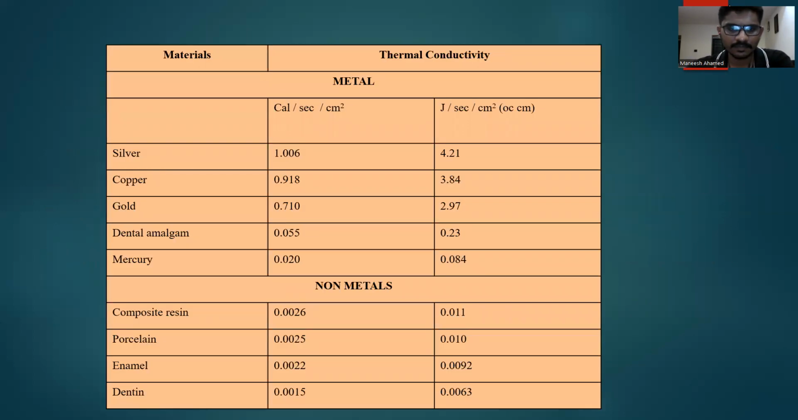So this is a chart which shows the thermal conductivity of different materials generally used in dentistry, as compared to normal structures like enamel and dentin. Here, obviously, the metals have a higher thermal conductivity, and non-metals like composite and porcelain have lower thermal conductivity, almost similar to that of enamel and dentin.